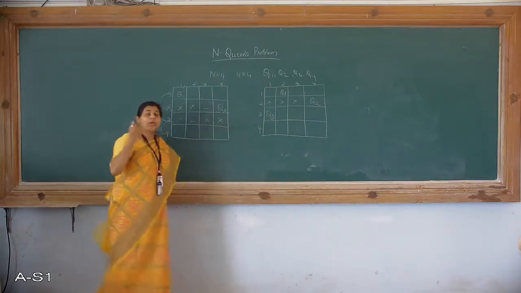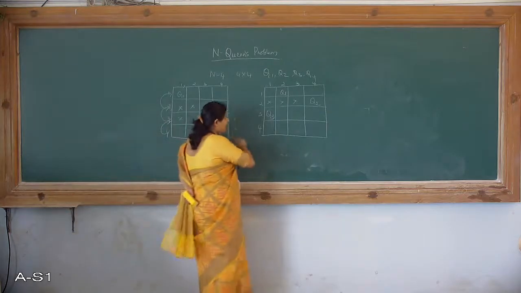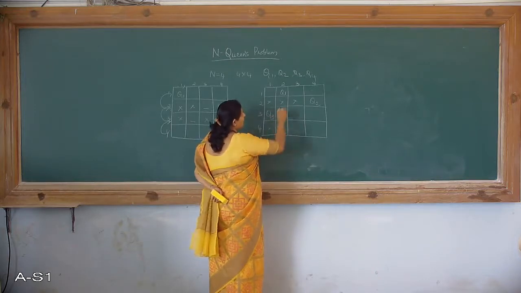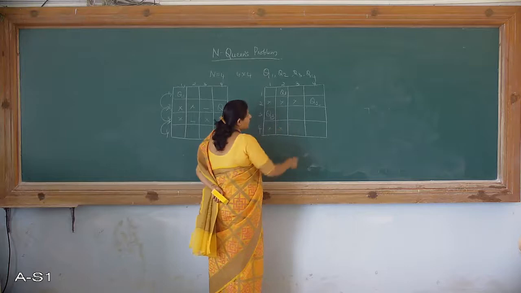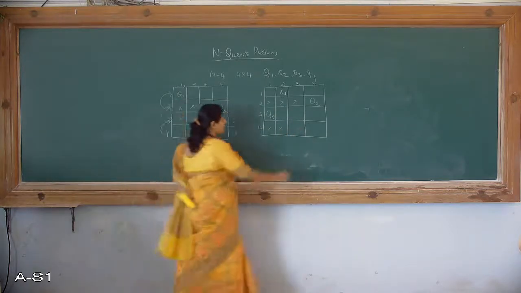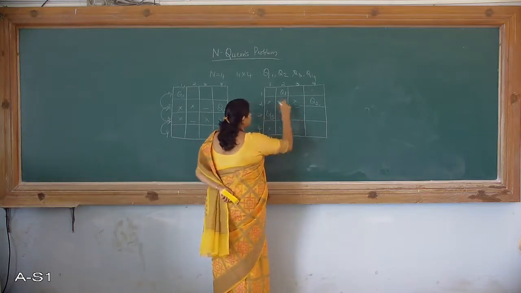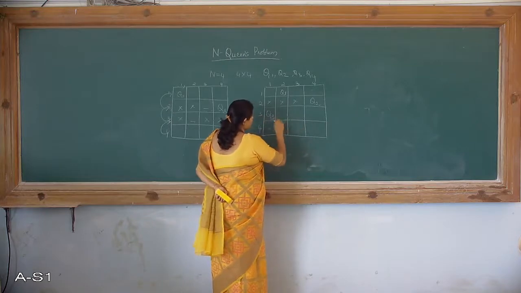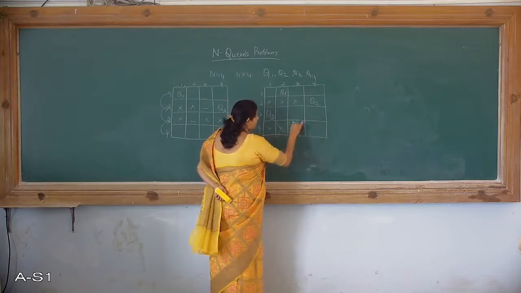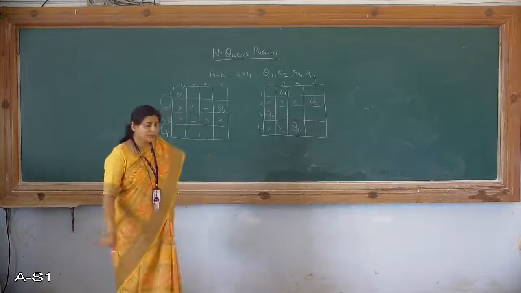So let us go for queen number 4. Definitely I cannot place it here because queen 3 is already there. Can I place here? No. Can I place my queen 4 here? Because there is nothing in the column, there is nothing in the row, and diagonally also it is not in this diagonal, not in this diagonal. So I can place my queen 4 here.